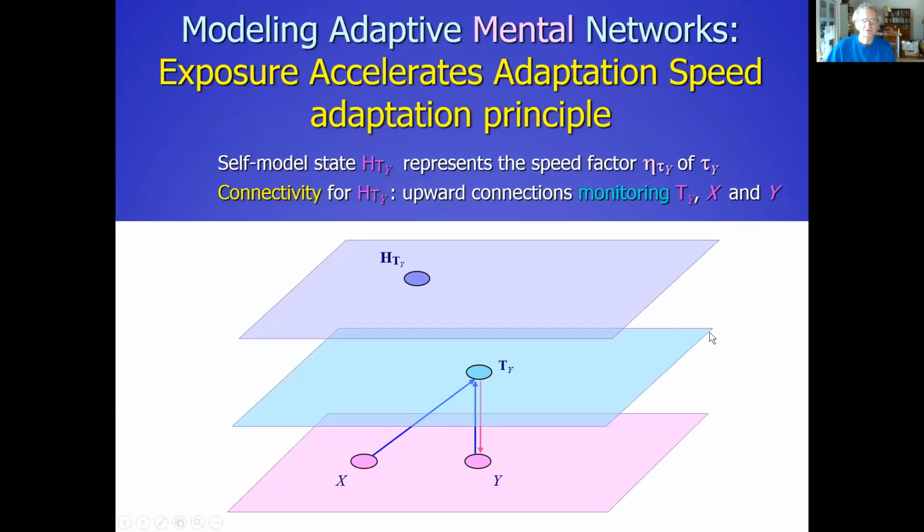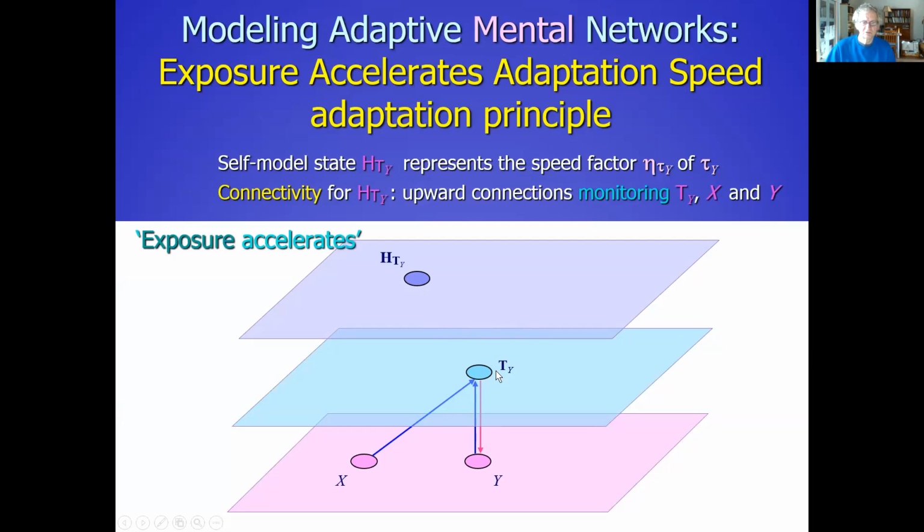So the second order principle used is this one. You add a state for speed, for the timing of this adaptation. So this is a speed factor representation of the t state here. Therefore, it is second order, as the t state is already first order.